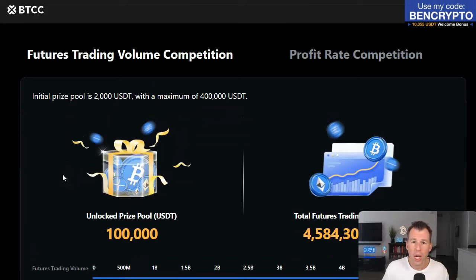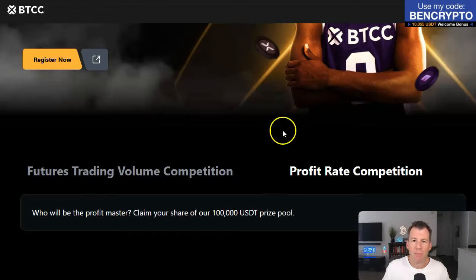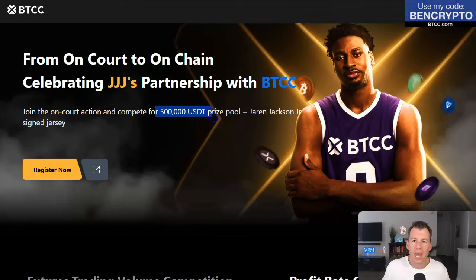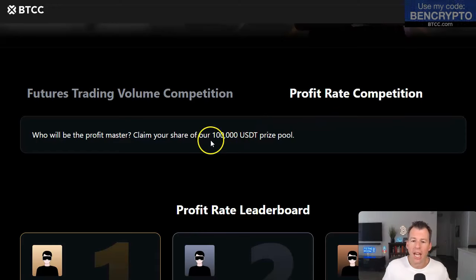It's a futures trading competition only. It is not spot. Now, there's a $500,000 total USDT prize pool, and 6 signed Jaren Jackson Jr. jerseys will definitely be given out as part of this competition. Of the $500K prize pool, $400K is part of the futures trading volume part of the competition. That will be given out to the traders who have the highest volumes, the ones who trade the most. And then $100K is given out as part of the profit rate part of the competition.